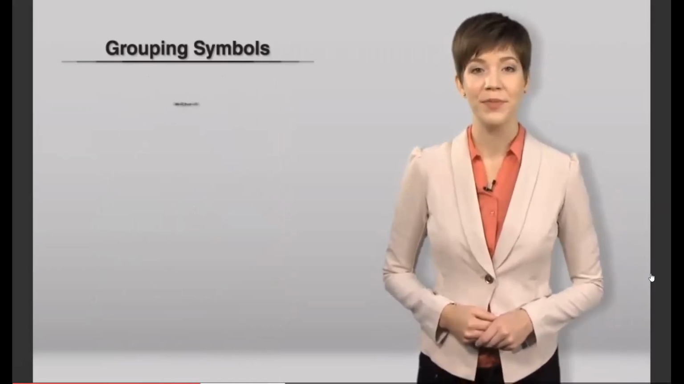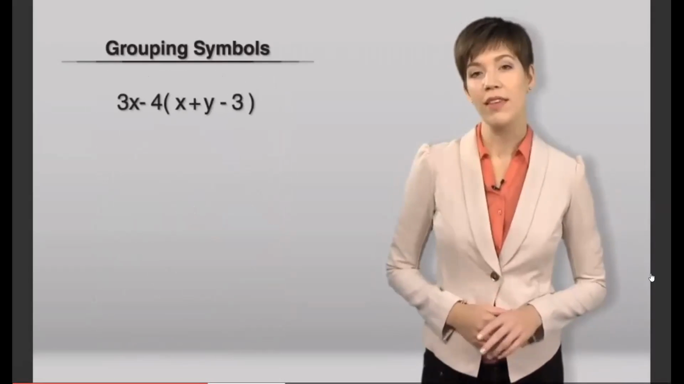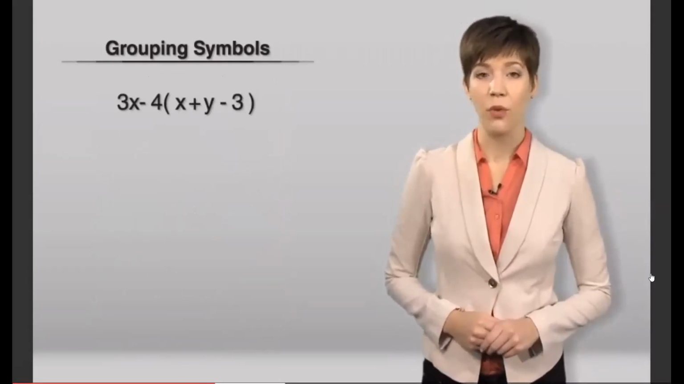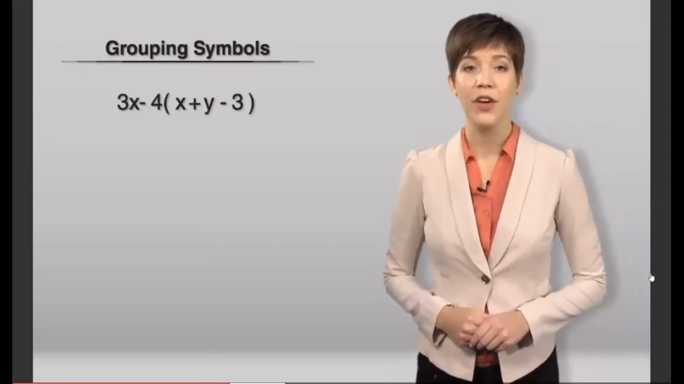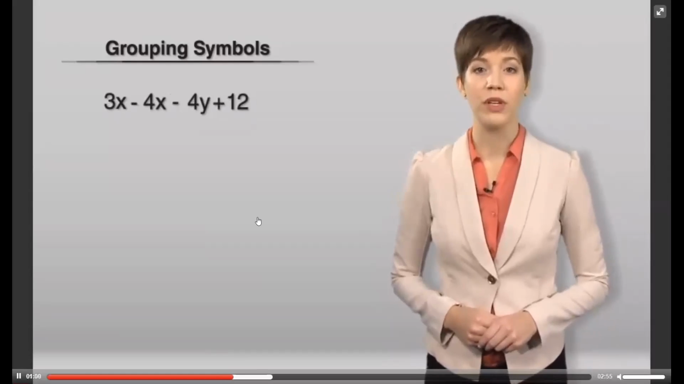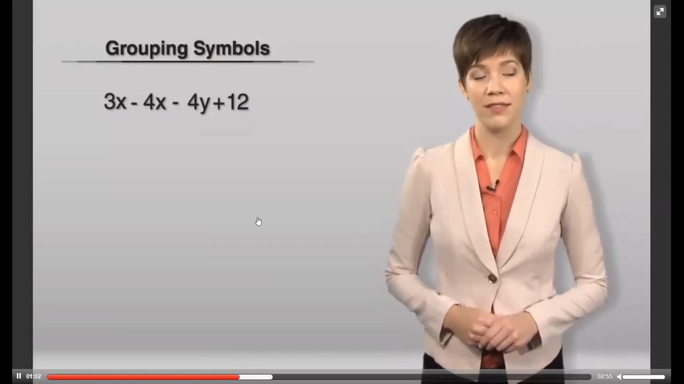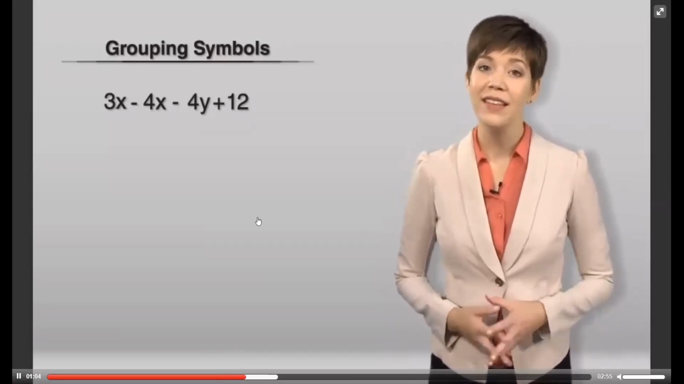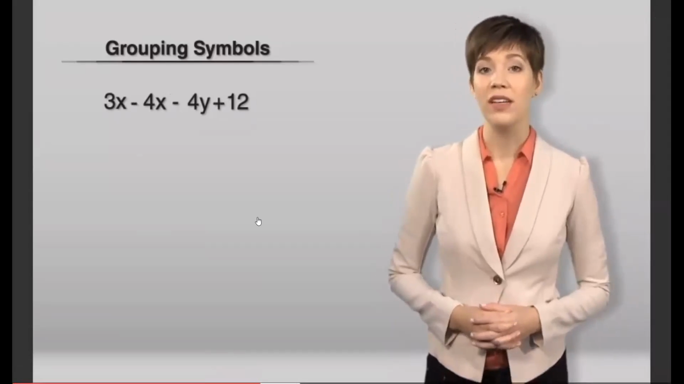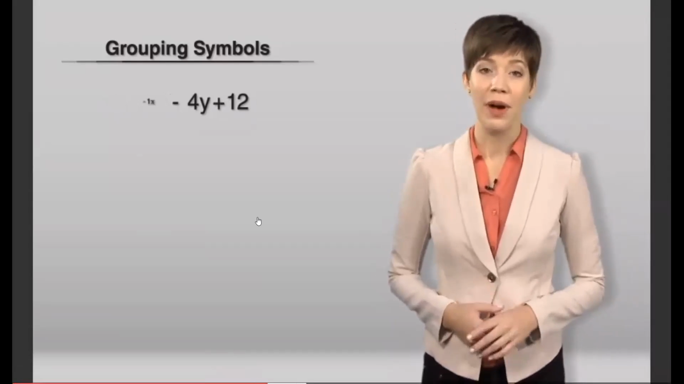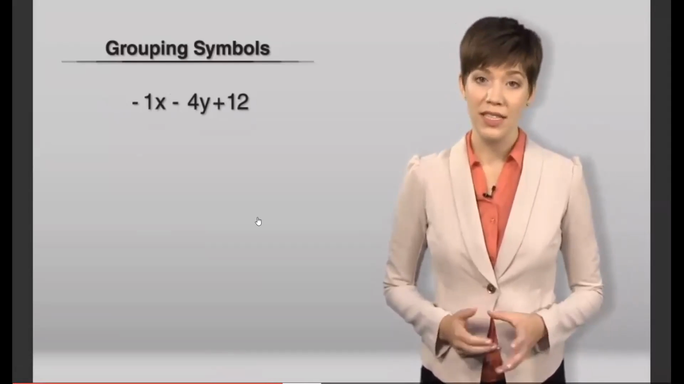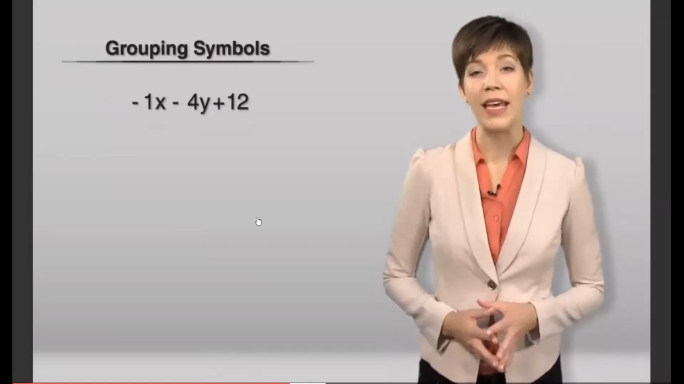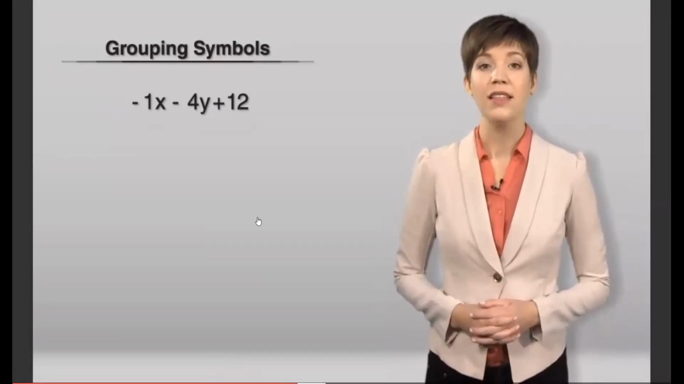Now, let us simplify the expression 3x minus 4 times the quantity x plus y minus 3. First, use the distributive property to remove the parentheses. As you can see, the distribution is -4, not +4 because of the minus sign. Now combine like terms, which in this case is 3x and -4x. The simplified expression.